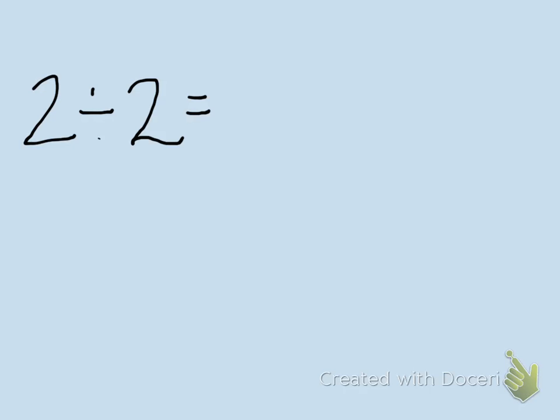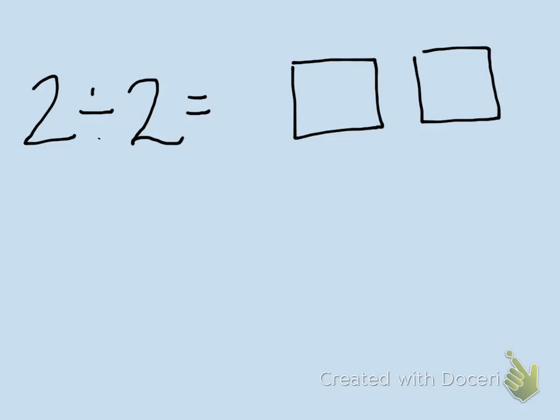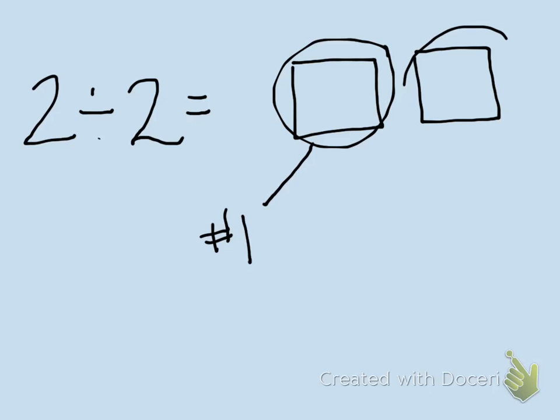So we have 2 divided by 2. So let's say we have 2 crackers. So I'm going to draw a representation of 2 crackers. And I'm splitting those up evenly between 2 people. So person number 1, person number 2.